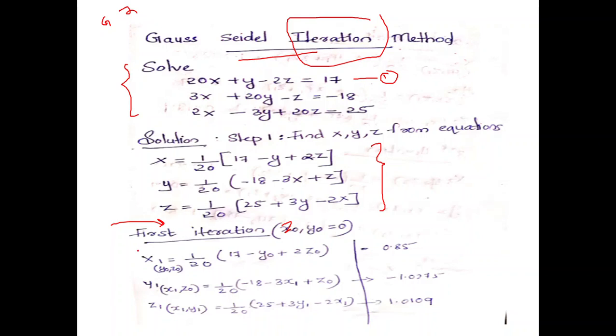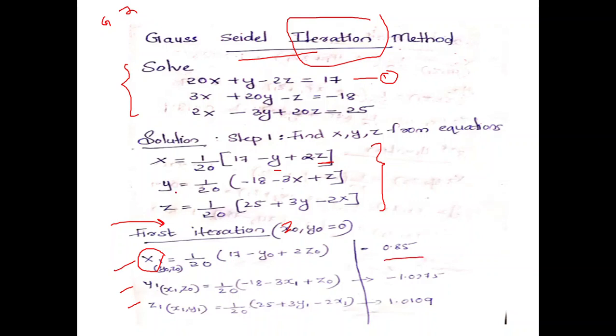Okay, just follow this. During the first iteration, we have to find the values of x1, y1 and z1. In order to find x, there is y and z, but for x1 there should be the previous values y0 and z0. So we will put it as y0 plus 2z0. Since the initial values provided here, z0 and y0, are 0, we will put 0 and x1 will get the value 17 by 20, that is 0.85.